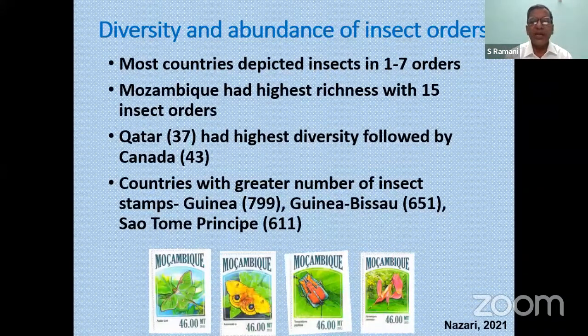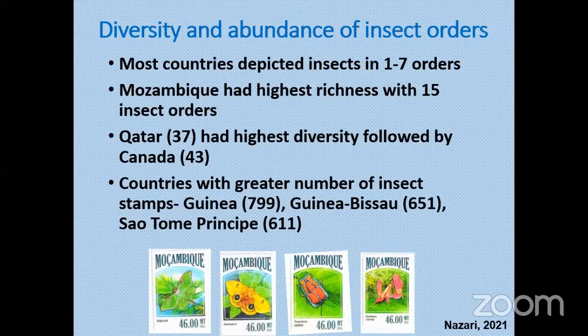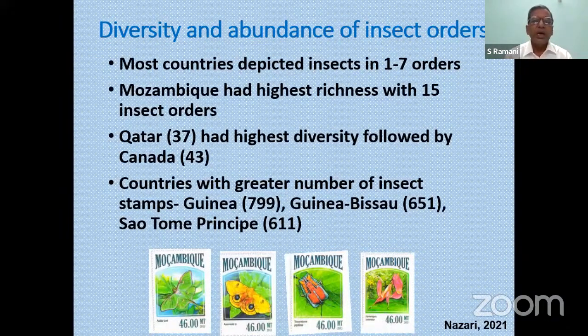Diversity analysis has been done, and Shannon's diversity index has been used to try and find out this diversity. They have found that Qatar and Canada are the ones which have the highest diversity of insects depicted on the stamps that have been produced. Though there are countries like Guinea-Bissau and Sao Tome Principe, which have produced a large number of stamps, like 799, 651 and 611, the diversity is not as high as Qatar and Canada, even though the numbers are very high. But these are the countries which produce the maximum number of stamps on insects.